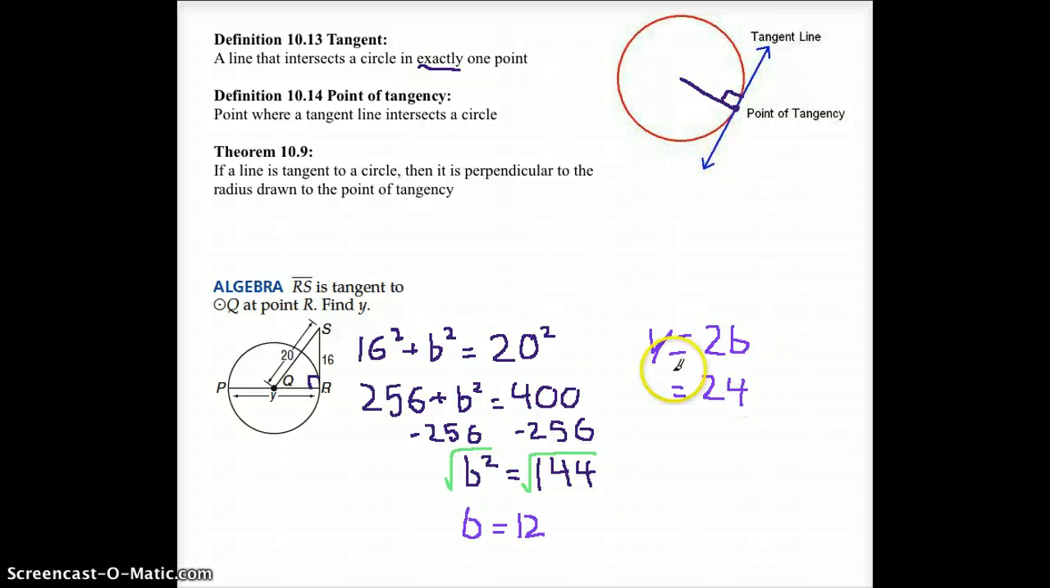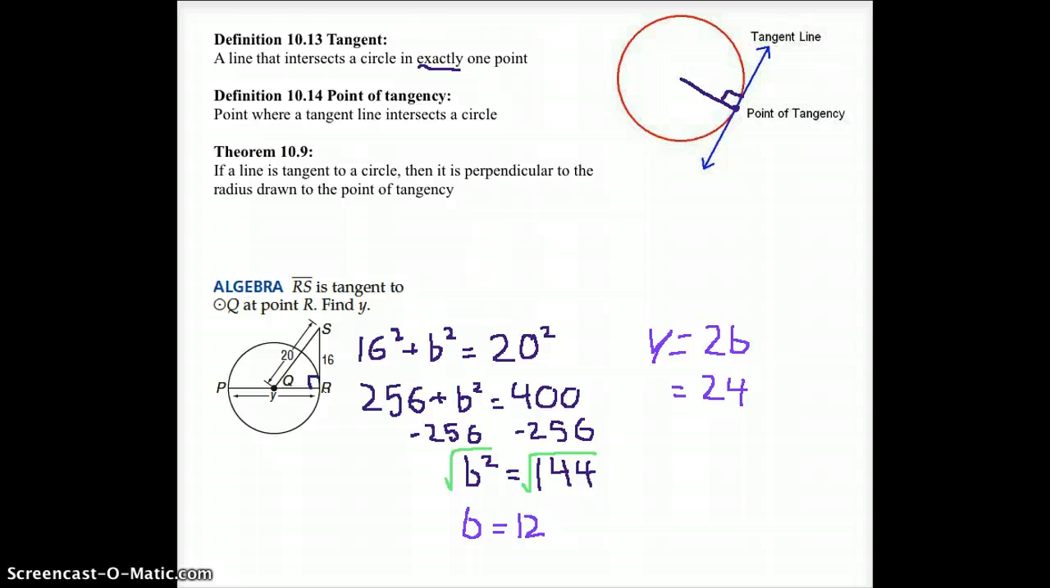24. And remember, the only reason I could use this Pythagorean theorem here is because theorem 10.9 says that my tangent is perpendicular to the radius. And of course, YR is a radius here. Okay. So that's one part of section 10.5.